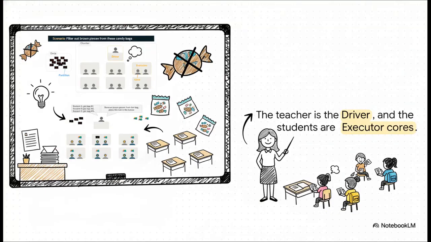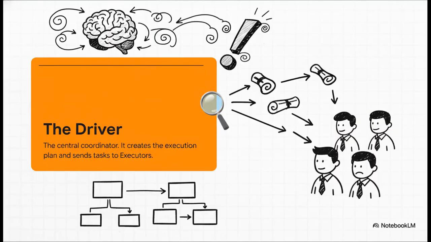So in our classroom, the teacher is our driver. They're the one at the front of the room, planning the lesson, handing out the assignments. And all those students, those are your executor cores. They're the individual workers who are going to actually do the tasks. Now this is super important. The teacher, our driver, doesn't get their hands dirty with the actual work. Nope, their job is to analyze the problem, create a smart plan to solve it, and then hand that plan out to the students. The teacher is really the brain of the whole operation.